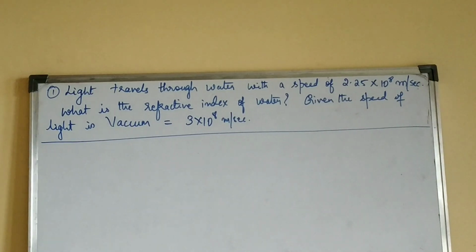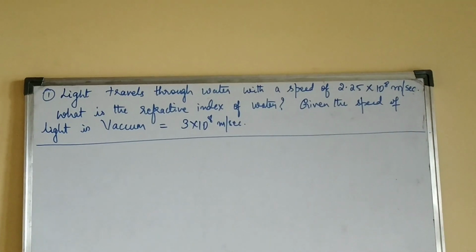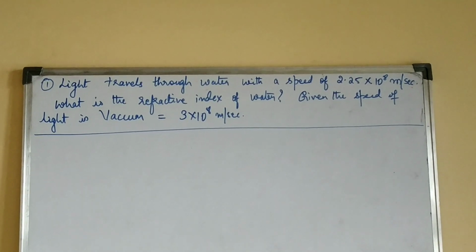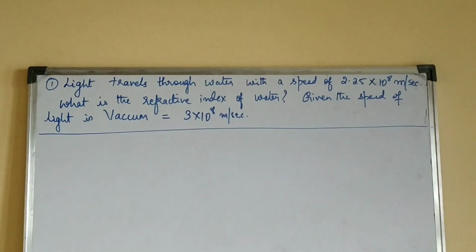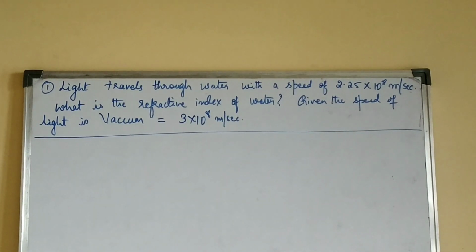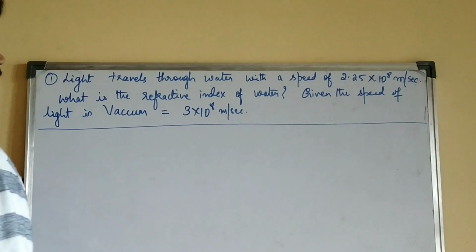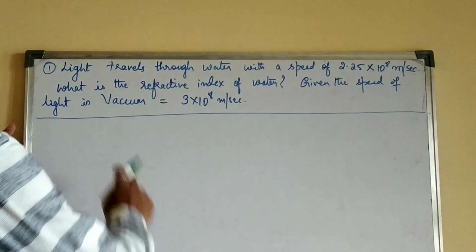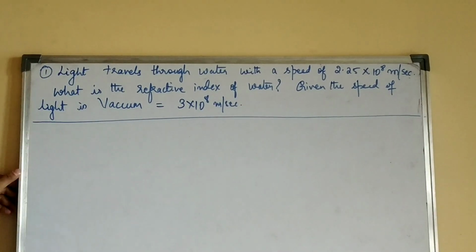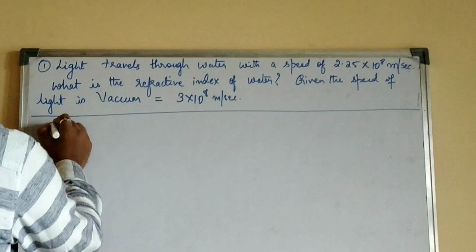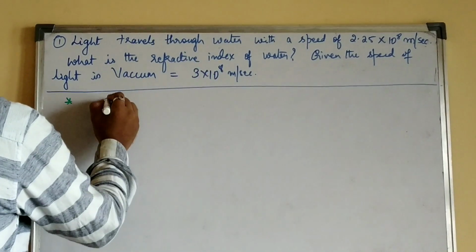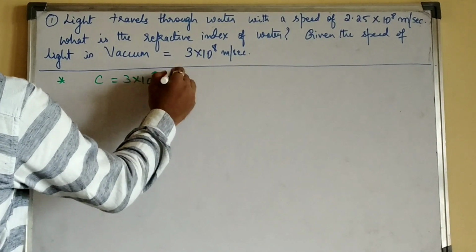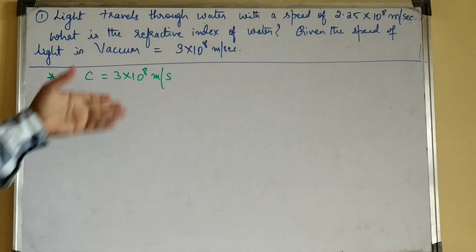Light travels through water with the speed of 2.25 into 10 power 8 meter per second. What is the refractive index of water, given the speed of light in vacuum is equal to 3 into 10 power 8 meter per second? So here you have to find out the refractive index of water. The basic formula you have to use. Speed of light in vacuum means speed of light in air or vacuum. Generally what is given? C is given, that is 3 into 10 power 8 meter per second.